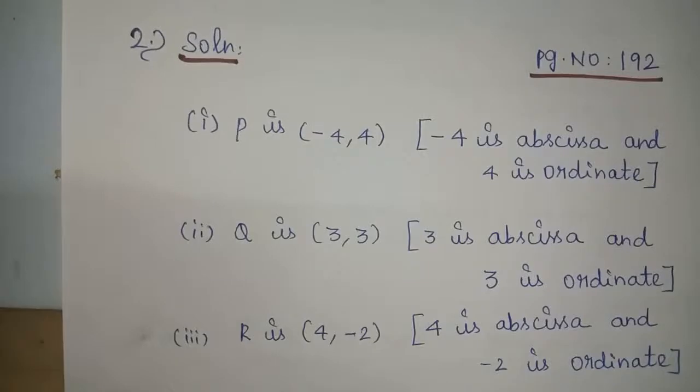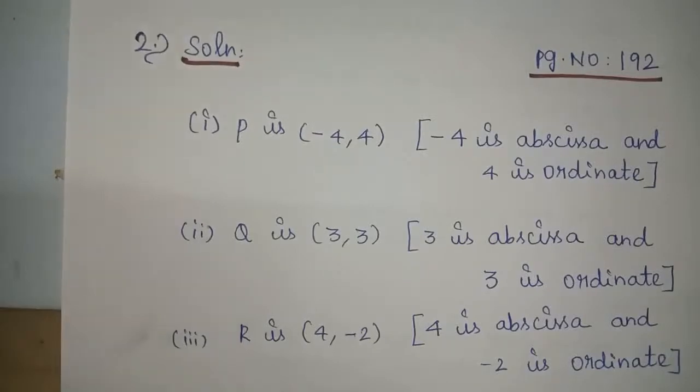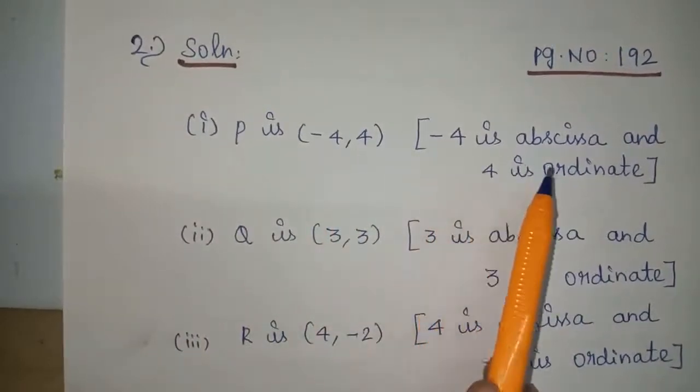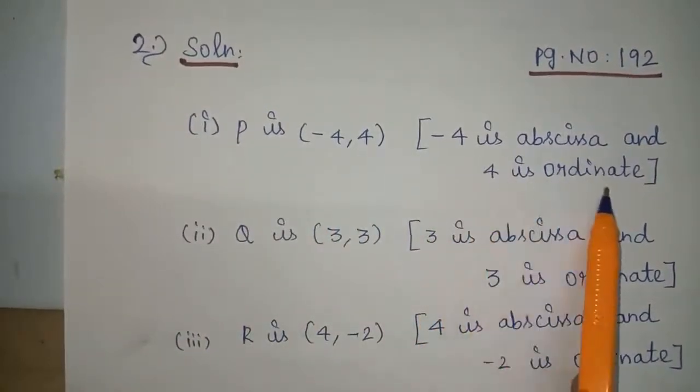So from this we can write the solution. The problem belongs to page number 192. You can see the figure in this. So the first one P is minus 4, 4. So minus 4 is abscissa and 4 is the ordinate.